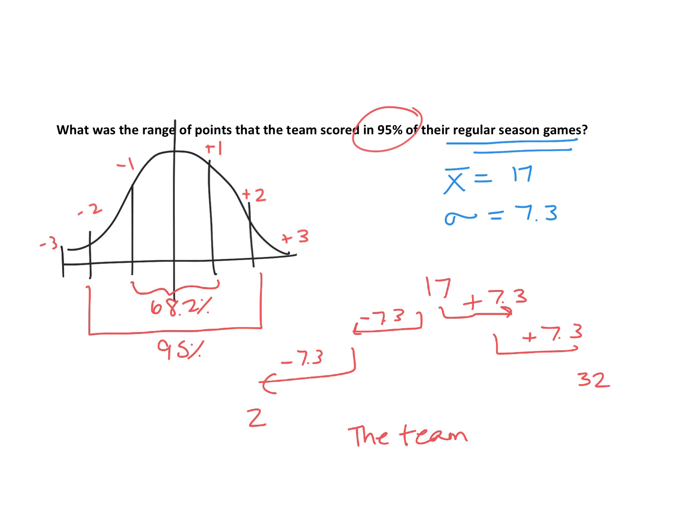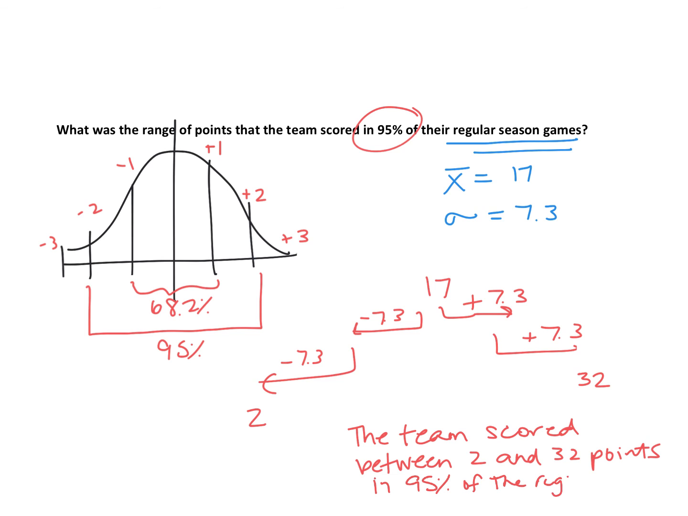So that tells us that the team scored, we'll put this in a sentence. The team scored between 2 and 32 points in 95% of the regular season games.